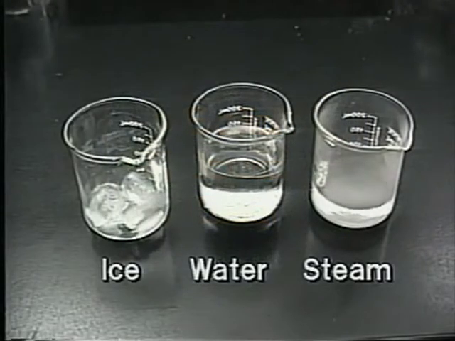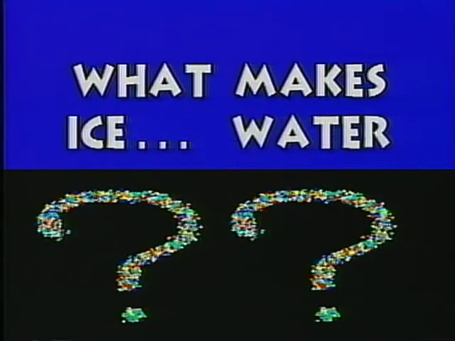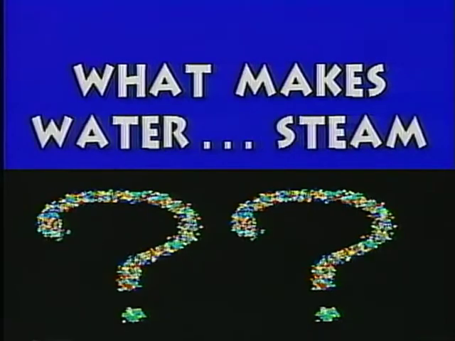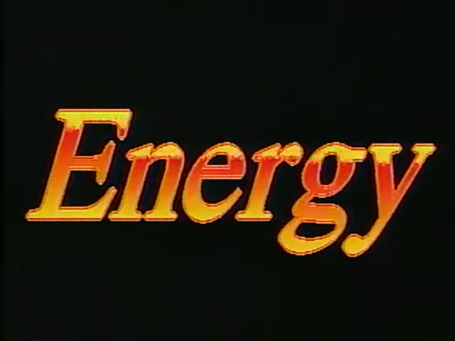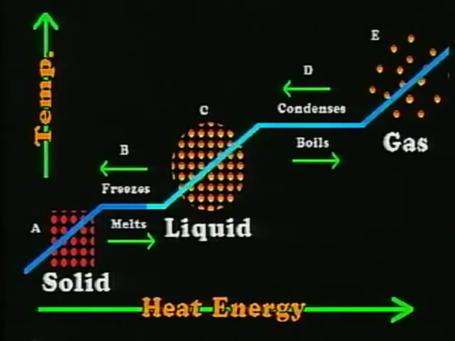If ice, water, and steam are all the same substances, what causes the particles to be in one particular phase rather than the other? What makes ice ice? What makes water steam? The answer is energy. Energy is the cause of phase changes in matter. Each phase of matter has a different amount of energy.